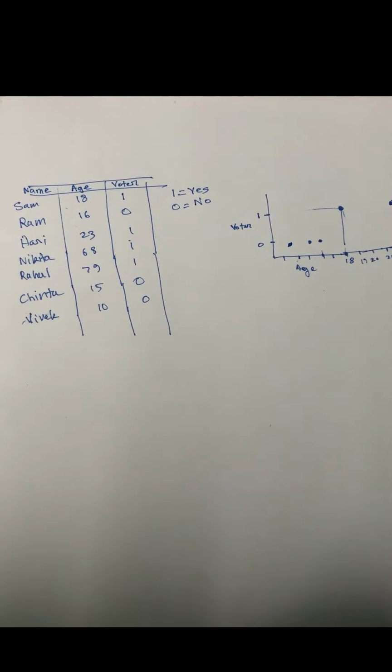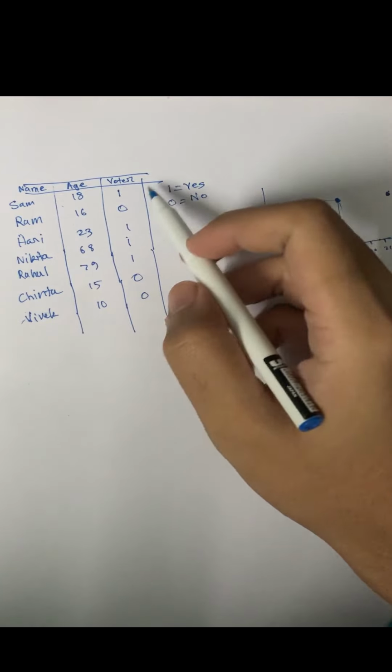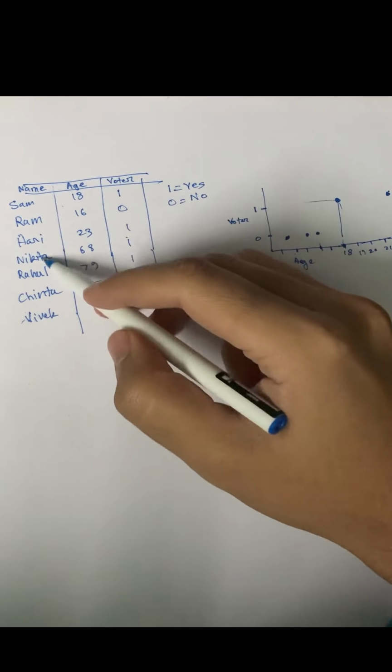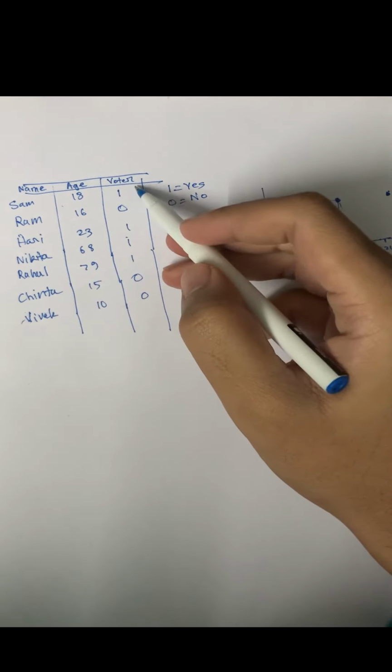Hello everyone. In this video, I'm going to explain why we need machine learning. So let's take the example of India. We know that in India we have voting rights at age 18. Here I've made a small data set which has names as a column, the age, and whether the person is a voter or not.